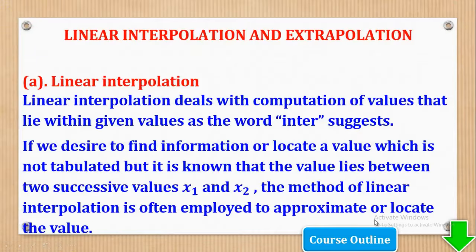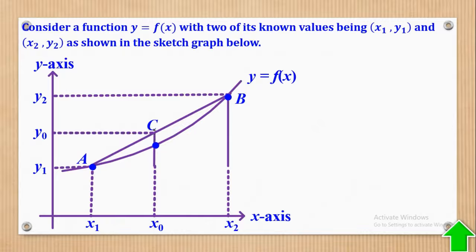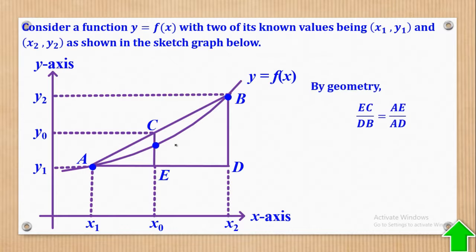Now the question is, how do we get that approximate value? Now that we have drawn this straight line, we are going to complete a triangle, and then we remember the knowledge of similarity or gradient. Similarity, that is geometry, shows that EC divided by DB is equal to AE divided by AD. I think you remember that knowledge of similarity from O level.